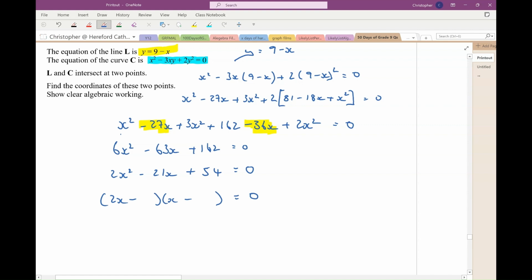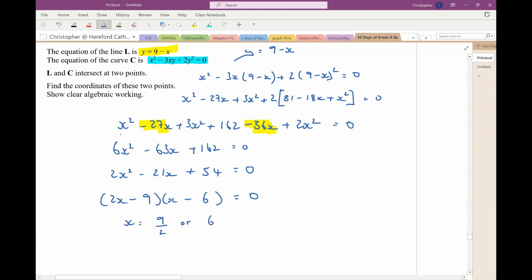Now 54, 9 sixes. Is that going to work? If I put the 6 here, then I get minus 12, and the 9 there gives me another minus 9, which is minus 21. Look at that, it does. So x will be 9 over 2 or 6.